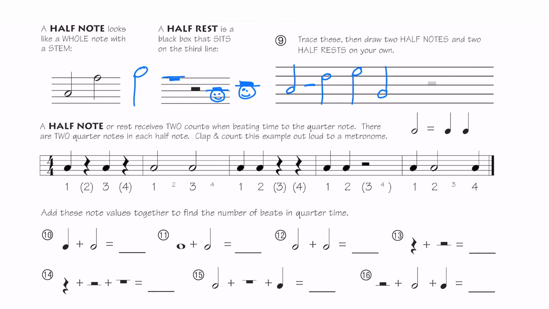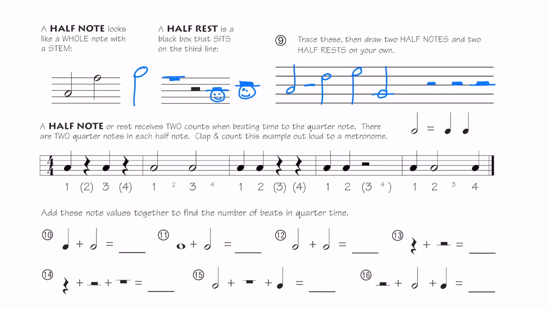Now, half rest or half note, you really can tell whether the line intersects the note head directly in the center. So we want to make sure that that note head, if you're drawing it on a line, is right in the center. Half rest, just a black box, sits on a line. So you don't have to really draw the line because the line is already there.